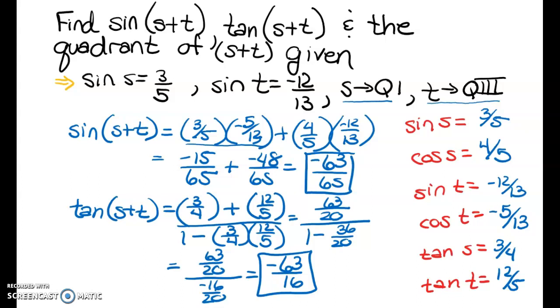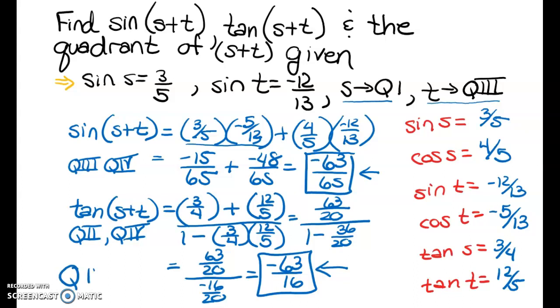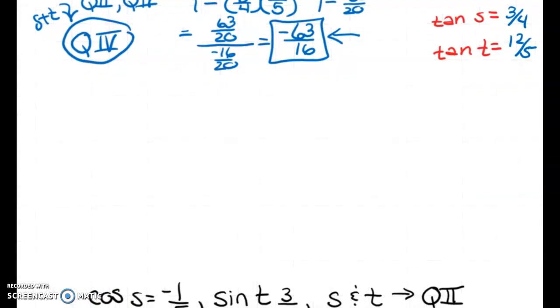All right, the only thing left to do is to find out what quadrant S plus t is. Well, if the sine of S plus t is negative, and the tangent of S plus t is negative, where is sine and tangent both negative? Well, sine is negative in Q3 and Q4. Tangent is negative in Q2 and Q4. So the only one that's in common is Q4. So S plus t is in Q4.